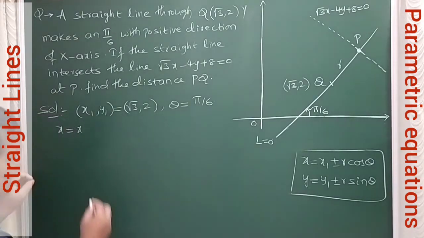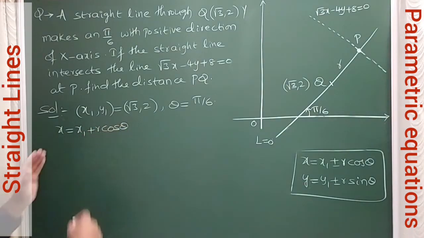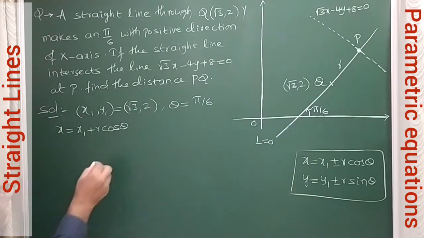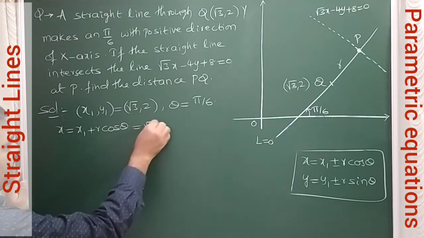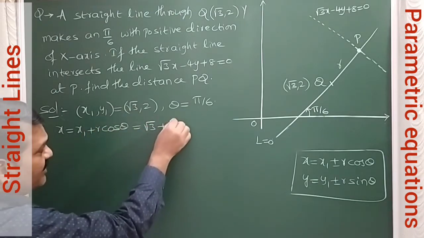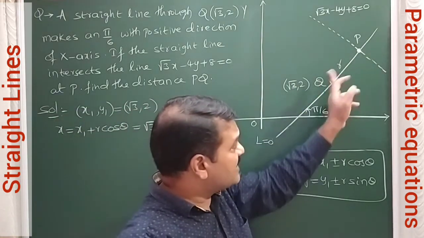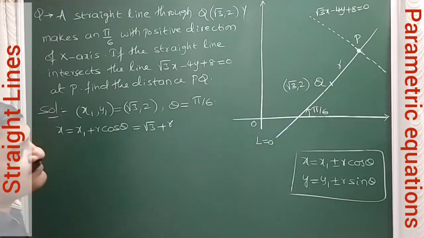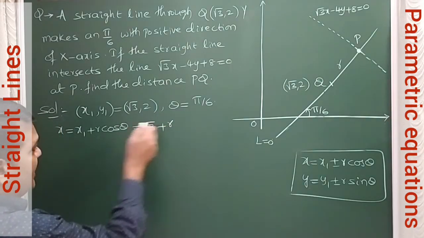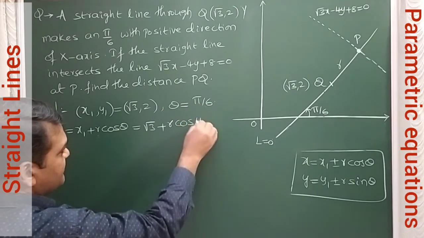required point x as x1 plus r cos theta. I am using plus because I have chosen P above Q. So root 3 plus r, x1 is root 3. R means R only because we don't know that length. This PQ length we have taken as R, that only we have to find. So root 3 plus R into cos theta, that means cos pi by 6.